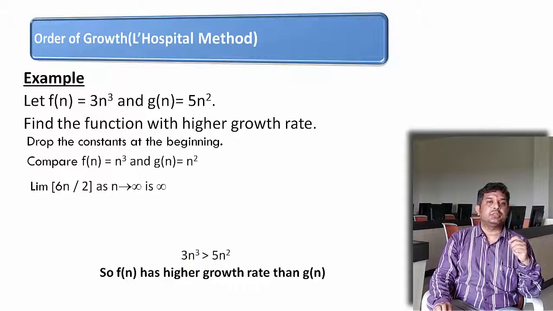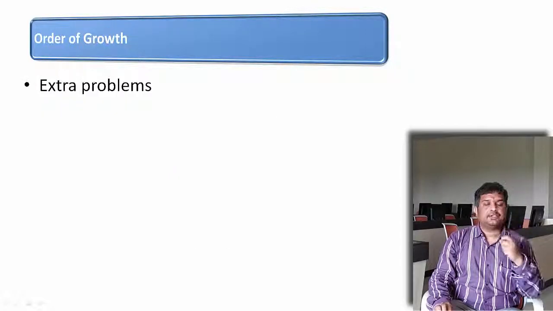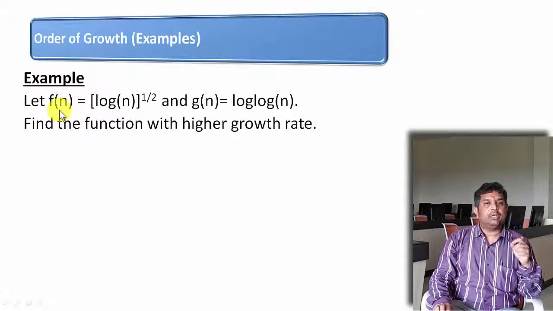I hope you understood this also. Let us do some extra problem so that you will be able to understand it properly. f(n) equal to (log n) to the power half and g(n) equal to log n. So how we are going to find the order of growth?